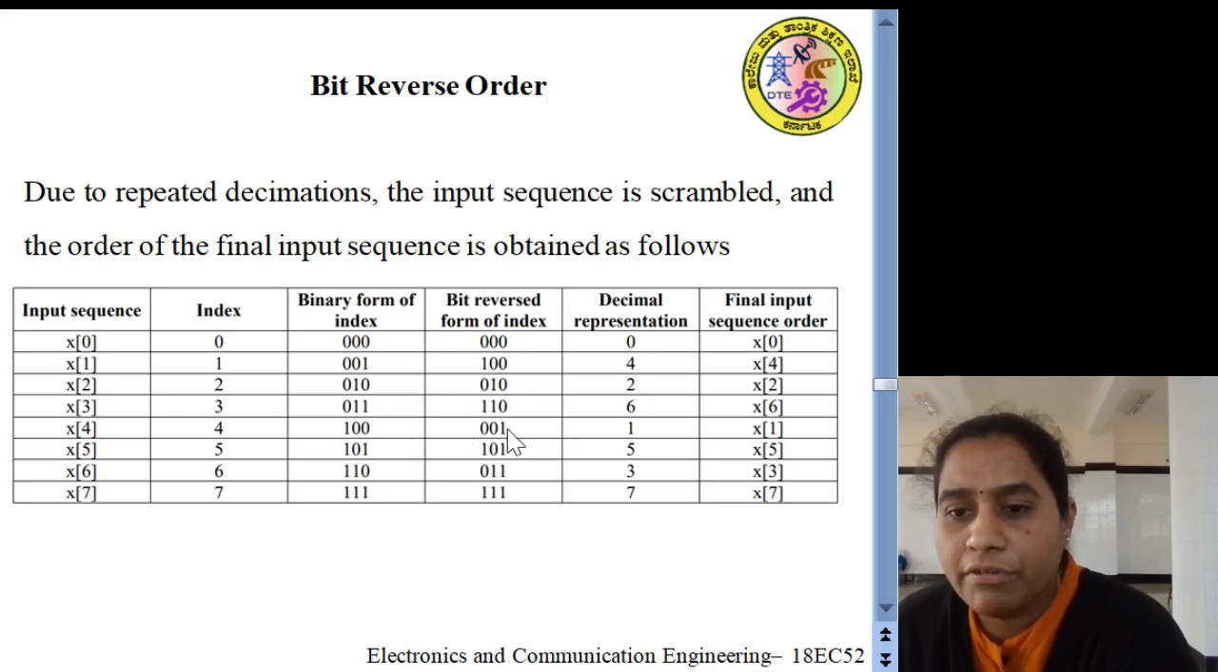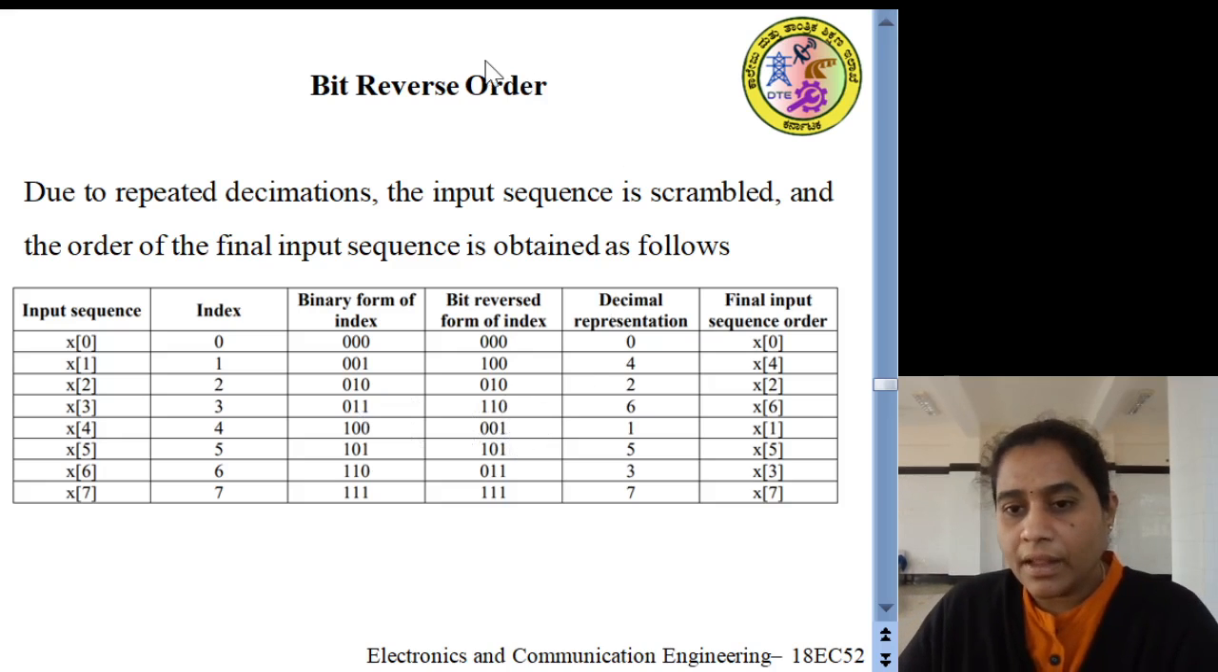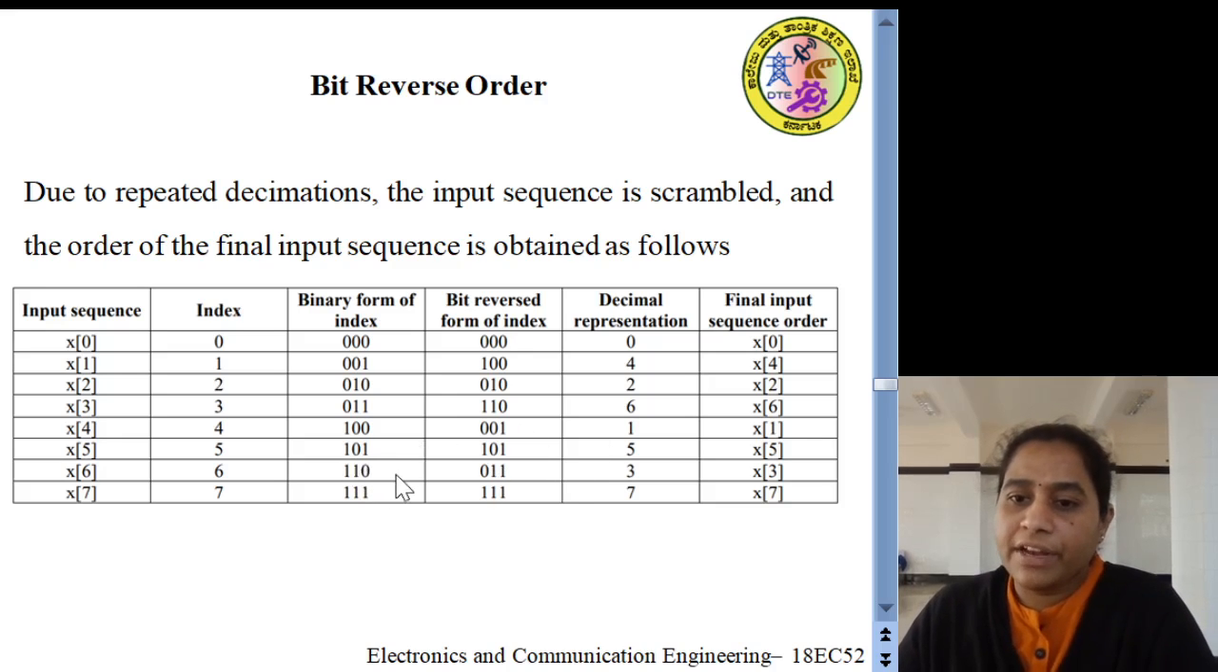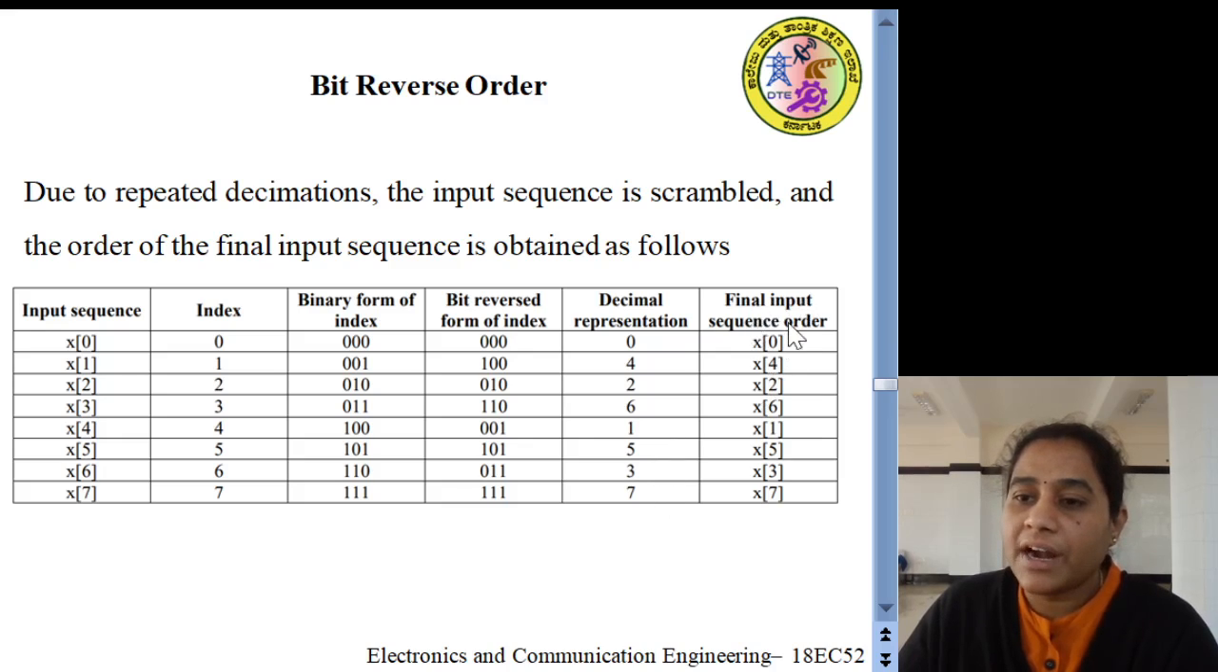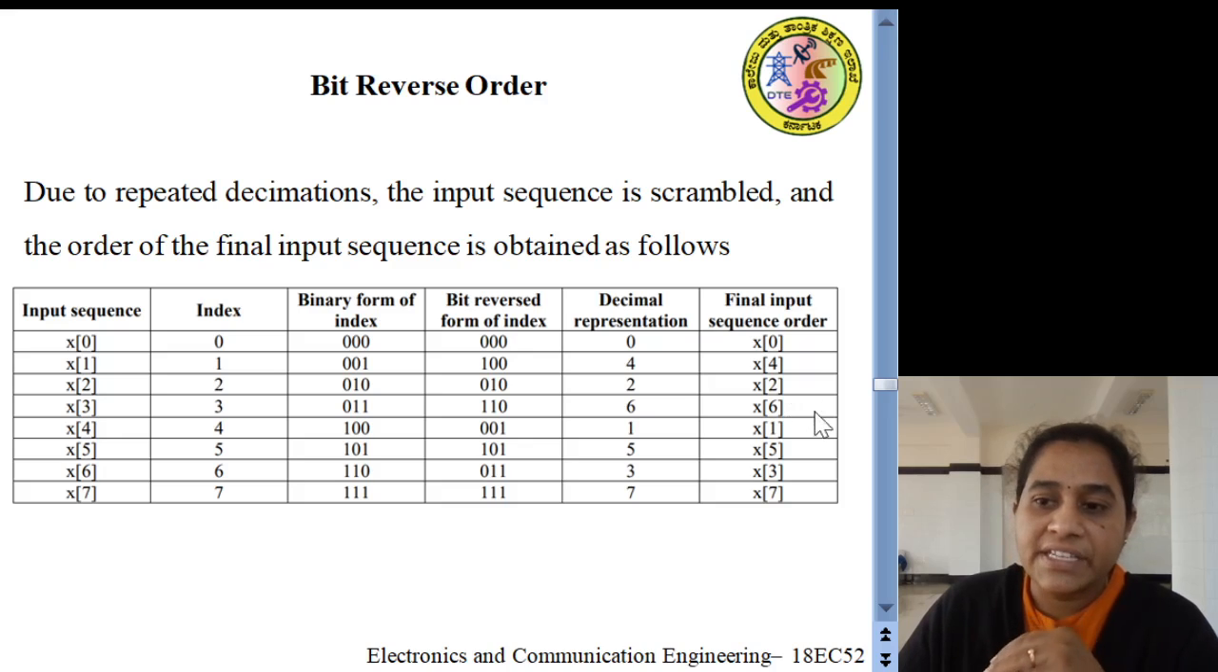If we reverse 100 we obtain 001. If we reverse 101, we obtain the same 101. If we reverse 110, we get 011. Last is 111; if we reverse, we also get the same thing. So representing these indices in decimal, we obtain 0, 4, 2, 6, 1, 5, 3 and 7. The final input sequence order we obtain is x of 0, x of 4, x of 2, x of 6, x of 1, x of 5, x of 3 and x of 7.